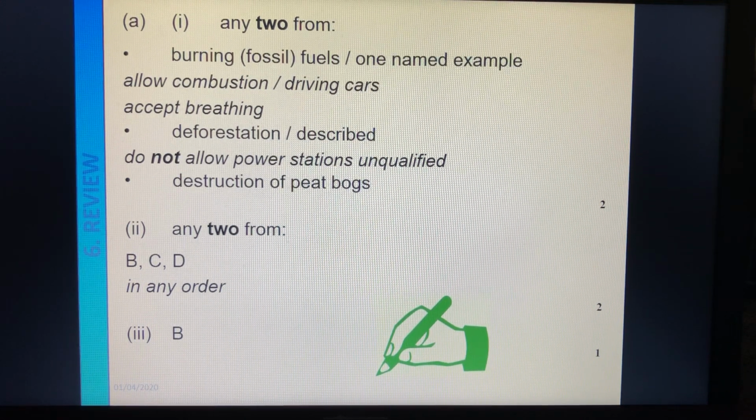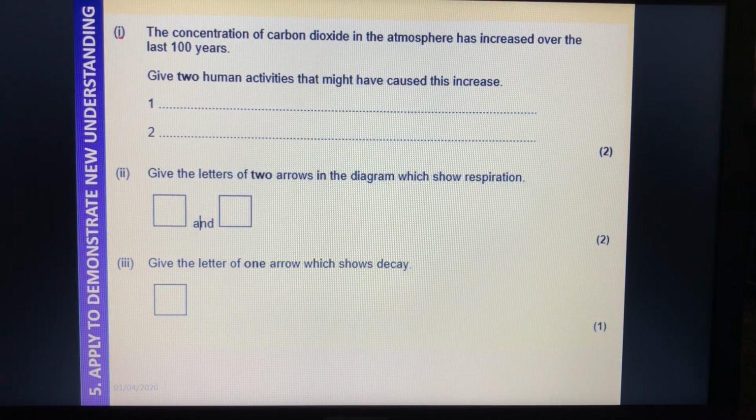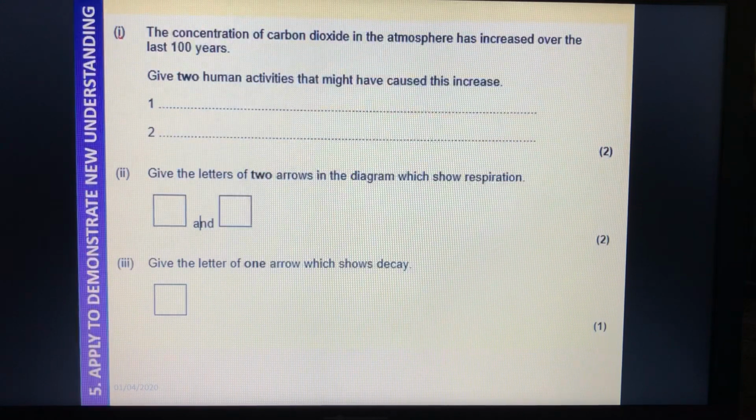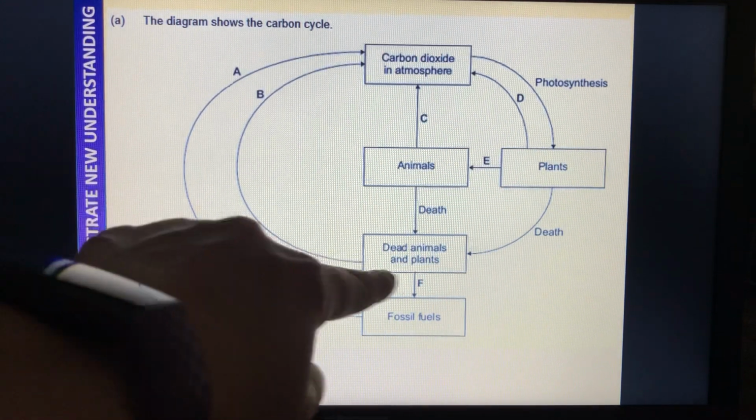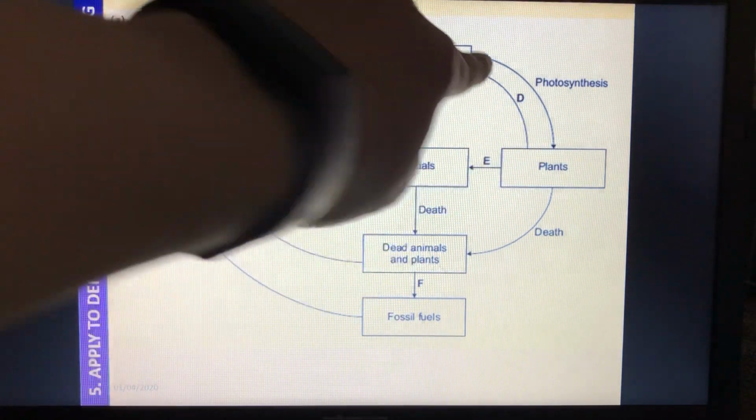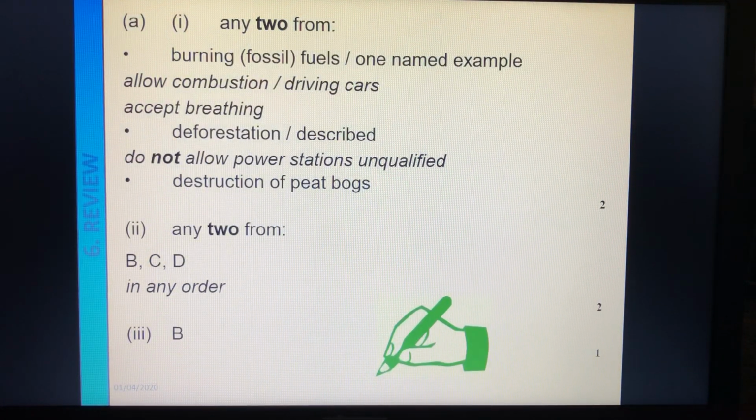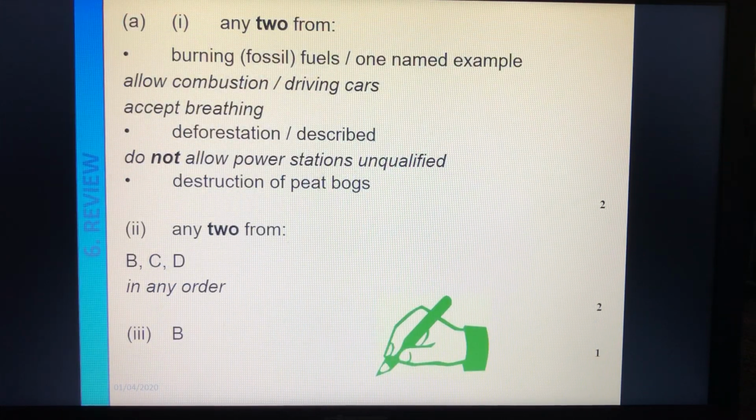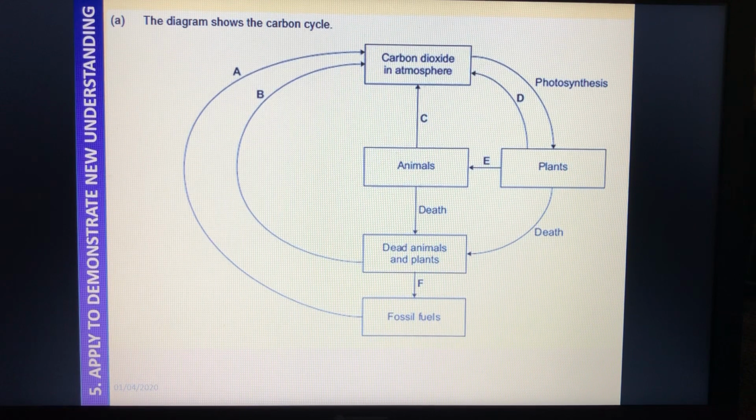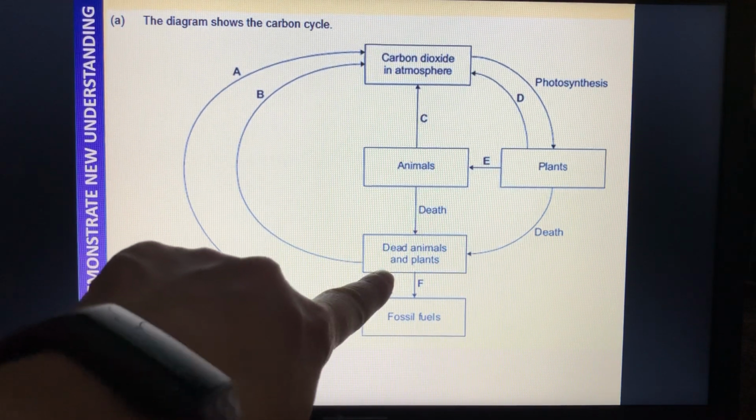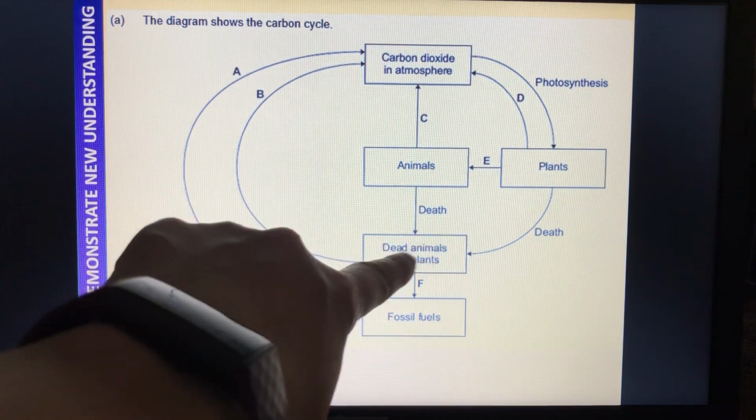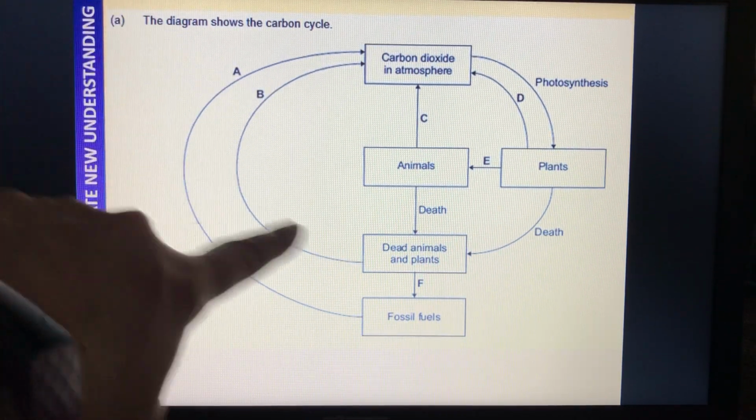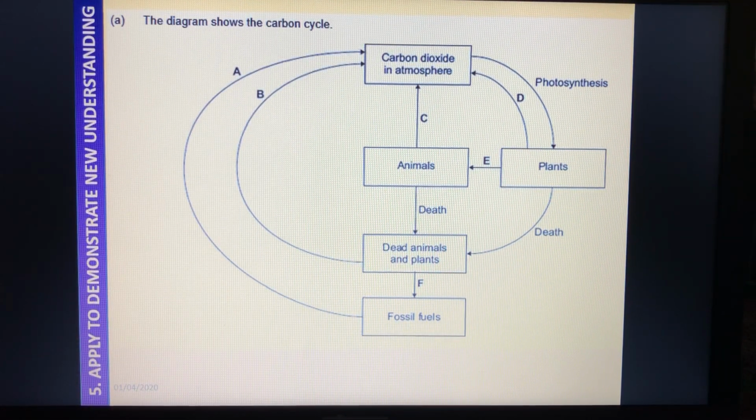And then we could have had, for the question, give the letter of 2 arrows which show respiration, B, C or D, any of those. Okay, so B, this one here, C or D. And then we had the question that said 1 arrow which shows decay. The answer is B. So dead animals and plants, and then they are fed on by the bacteria, which we call decay, and that's B, going into the atmosphere.